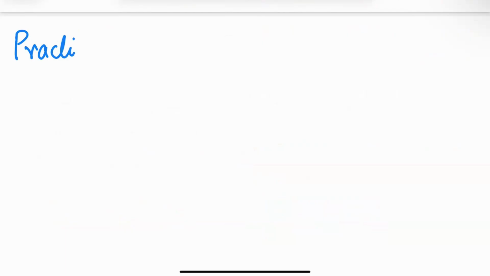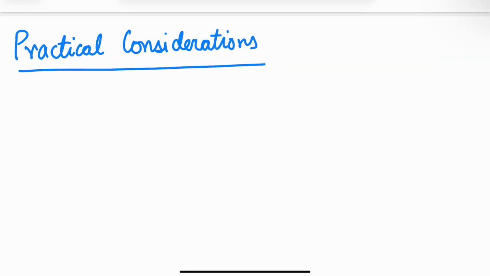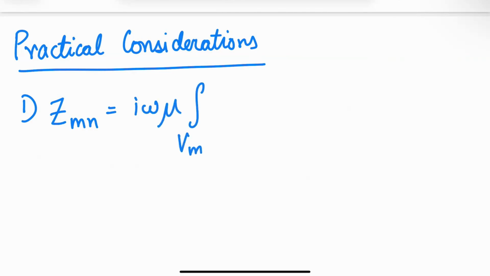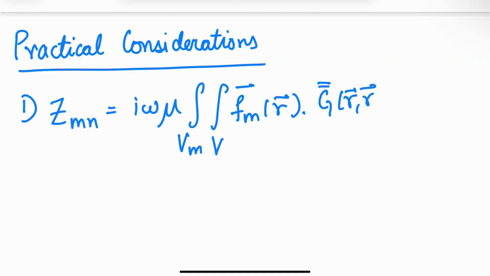So there are some practical considerations in evaluating these things. So what are these practical considerations, right? The first one is in the Zmn term, which is i omega mu, the volume integral of Fm of r dot G of r comma r prime dot Fn of r prime, dr prime, right?